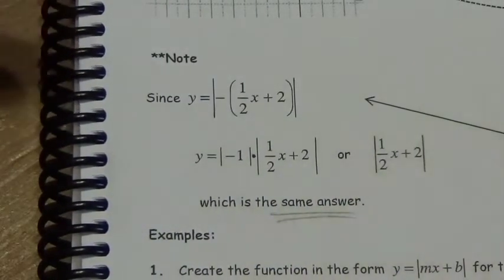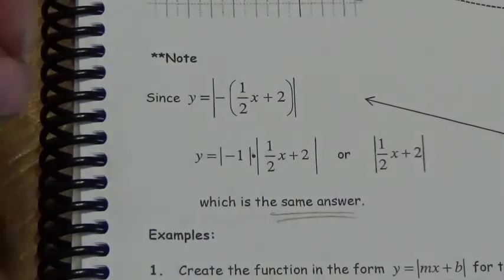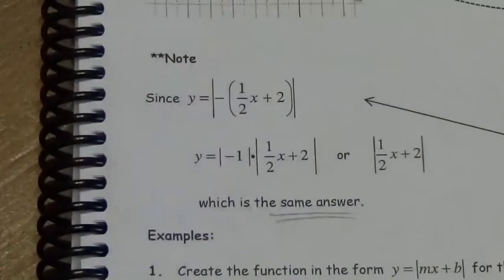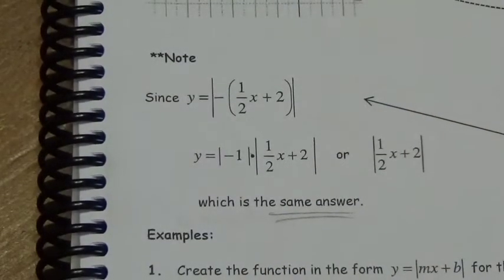So the trick to doing this is to sketch what the original function would have been, come up with its equation, and then just put the absolute values on it. Let's take a look at some examples.